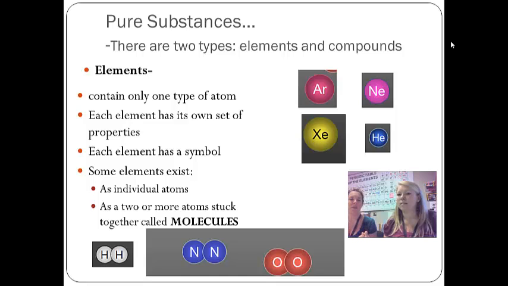Elements are going to only have one type of atom. This is the periodic table. I don't know if you can see it behind us. So elements are going to contain only one kind of atom. Things like neon, argon, xenon, helium. Those are all different kinds of elements. There are about 110 of them, and each element has a symbol. It's usually one letter or two letters long, the first one capitalized, the second one lowercase.